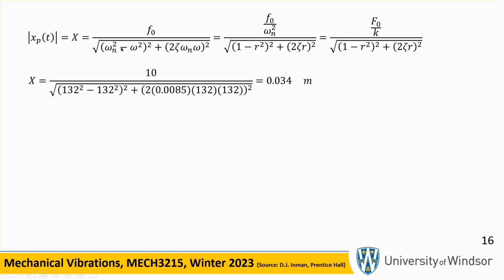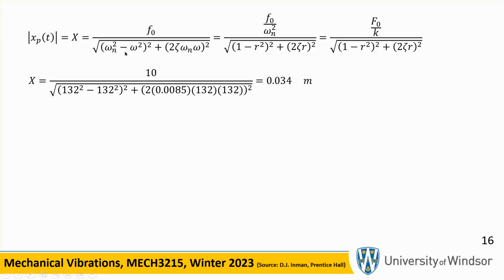So you can use this expression, and it looks like here I used it, but you could have also found R and plugged it in that expression. Either way, you can use this, but that defeats the purpose of writing things in terms of R, but that's okay. Omega n was 132. Omega was 132, so we are dealing with resonance. You can see that omega n and omega are the same.